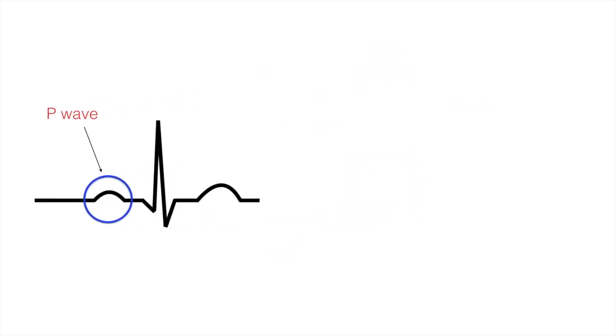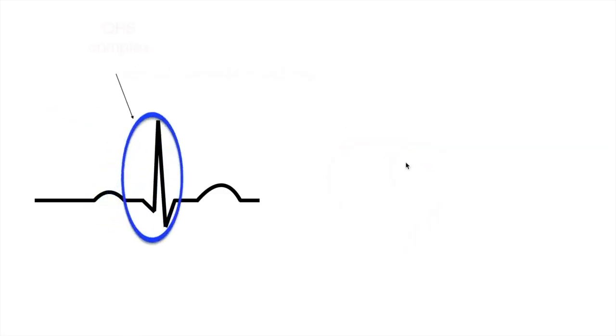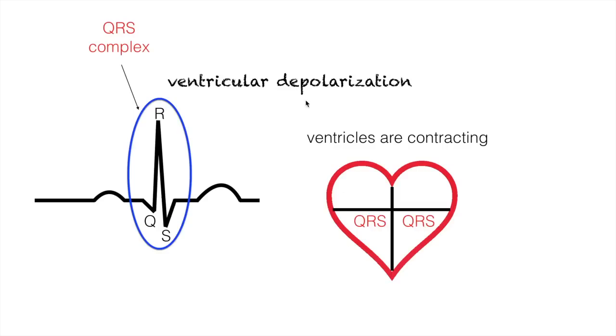Let's start off with the P wave. The P wave represents atrial depolarization. During atrial depolarization, the two atria are contracting. Next up, the QRS complex. The QRS complex represents ventricular depolarization. During ventricular depolarization, the ventricles of the heart are contracting. Depolarization is for contraction. So how would you know which one is which? The P wave is for atria while QRS is for ventricles.